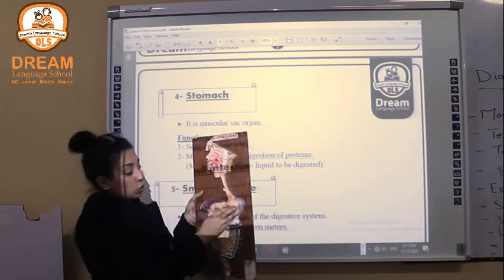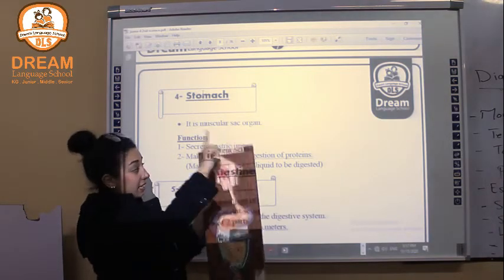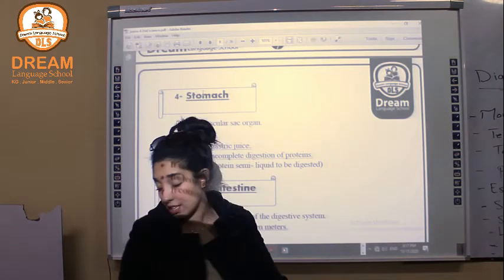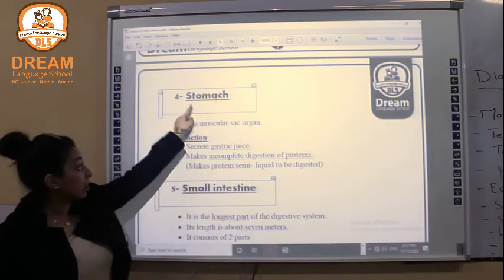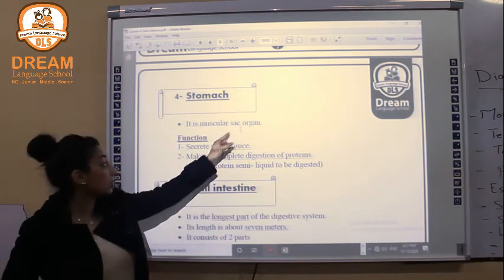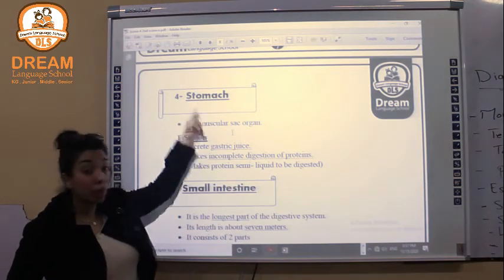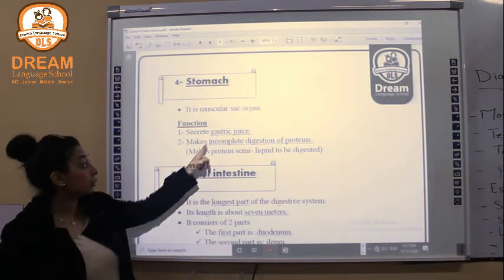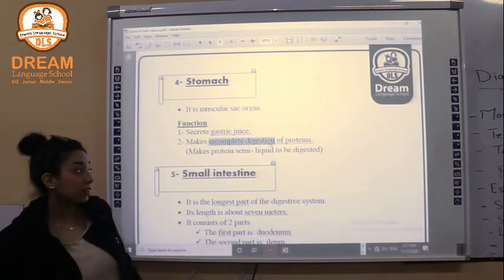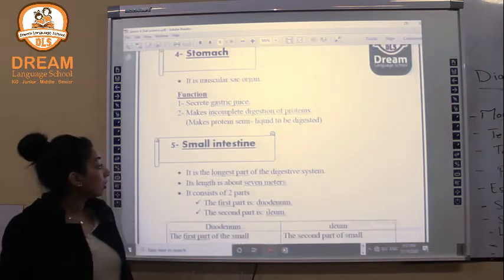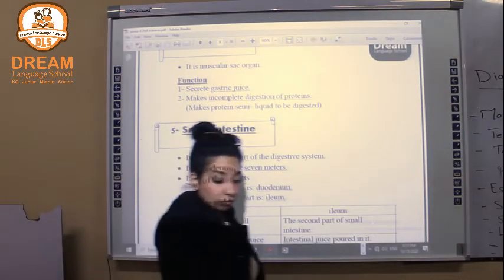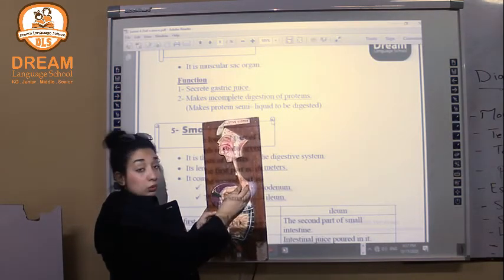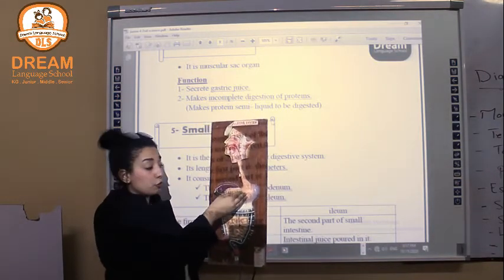I want you to know that the stomach is like a sack. Its shape is like a bag. So stomach is like a sack. It is a muscular sack. Sack. S. Stomach. Sack. Stomach. So inside the stomach secretes gastric juice. It makes incomplete digestion of protein. Now, the stomach secretes the gastric juice and makes incomplete digestion of protein.